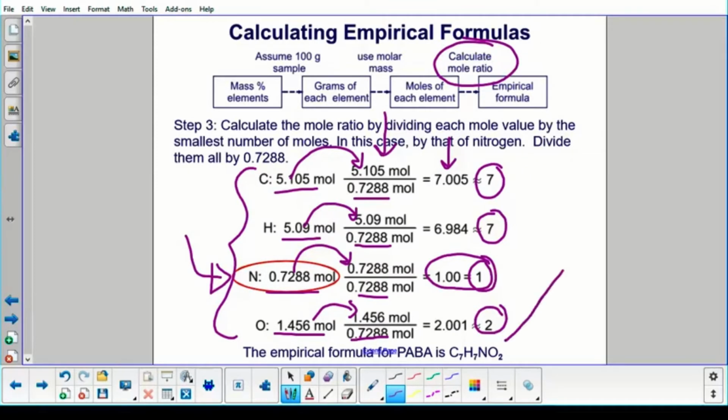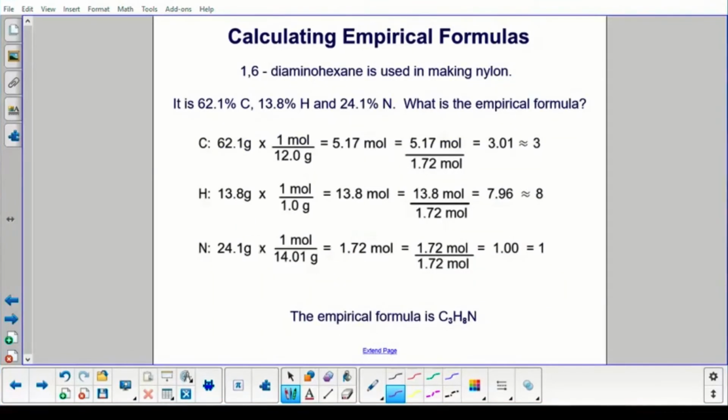And then we can write it like this. C7, H7, then we have N, just one N, and then we have two O's. So there we go. That's the empirical formula. It took us a few slides to do our first empirical formula, but let's show how you can actually do it on one sheet of paper, which is what we have here.